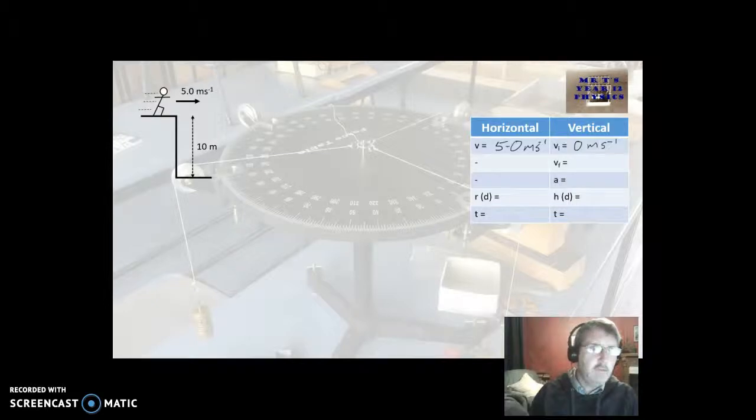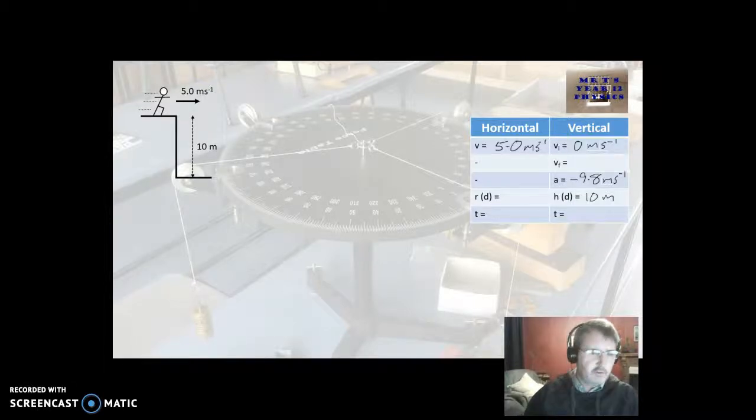We can see that vertically this person is going to travel 10 meters till they reach the ground. So we can say their height, or what we would call the distance, is equal to 10 meters. And we know from before, when we looked at vertical motion, going downwards vertically, it's been accelerated by just one force. That's the force of gravity, and it causes it to accelerate at 9.8 meters per second squared.